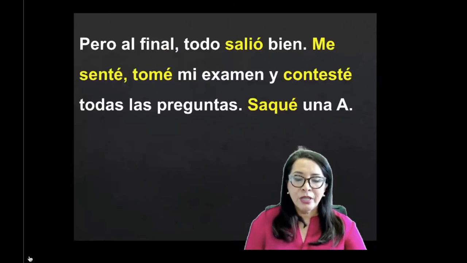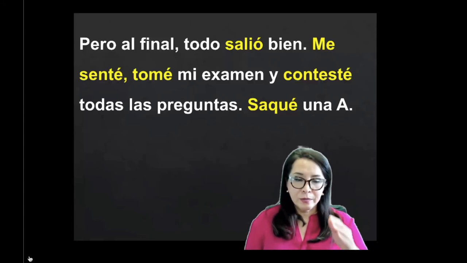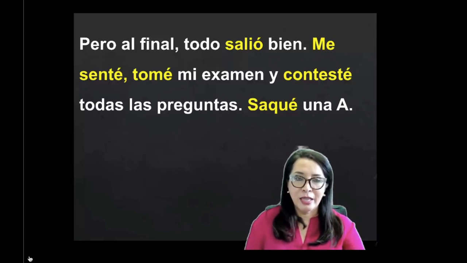Then here we have a series of actions. Pero al final todo salió bien. Everything came out okay. Me senté. I sat down. I took my exam. Tomé mi examen. Y contesté todas las preguntas. And I answered every question. I got an A. Saqué una A. Series of actions. That's why they are in the preterite. Okay. Now, the key with the preterite and the imperfect is to practice.